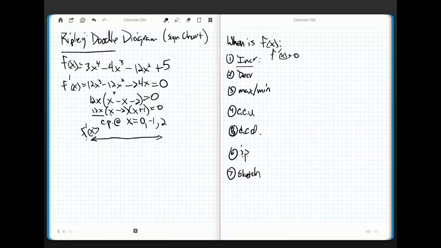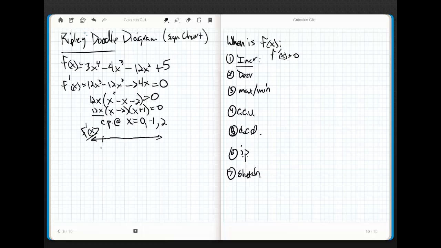Now, notice I label my Ripley-Doodle diagram. If I don't label my Ripley-Doodle diagram, it's a simple number line and it tells me no information. And I will pop you for that. If you have these sign charts or these Ripley-Doodle diagrams without labels on them, I'm going to land on you, because otherwise they mean nothing. They are a mathematical jellyfish.